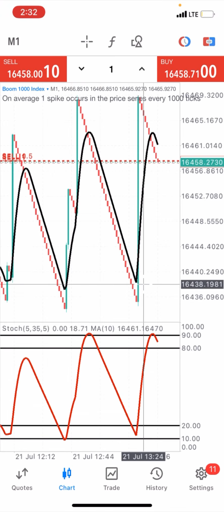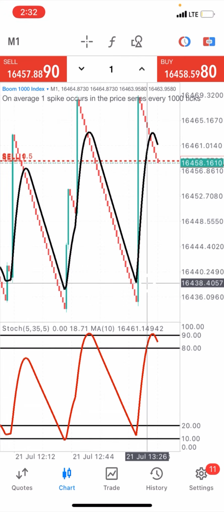Okay, this is actually where I would be attempting to secure to meet my TP, right? That's where my TP will be at.